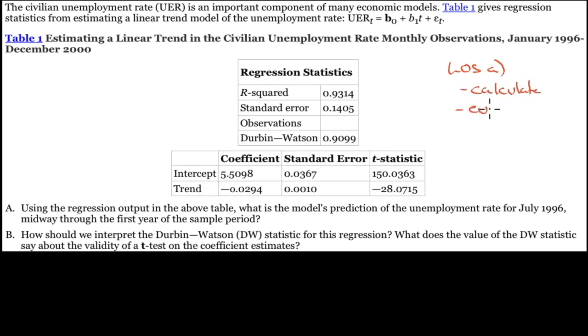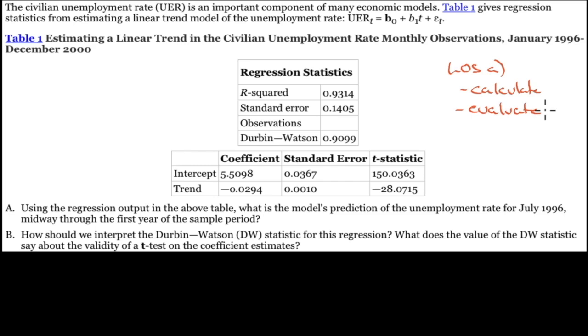Calculate and evaluate. We have a couple of problems that relate to LOS. Let me read the learning objective so that we've got it. Calculate and evaluate the predicted trend value for a time series model as either a linear trend or a log-linear trend, given the estimated trend coefficients. I think that's fairly straightforward.